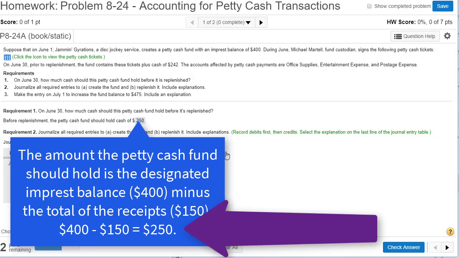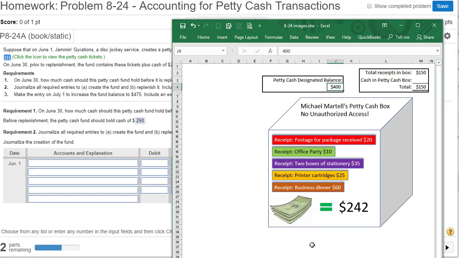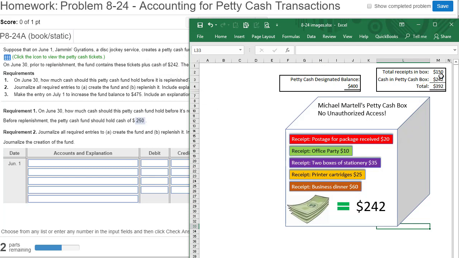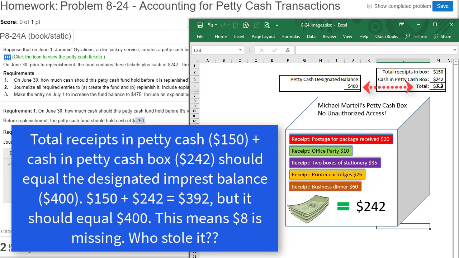Now let's get ahead of ourselves a little bit and check how much cash do we have in here. We've got cash, according to this, 242, which came from right here. We've got cash of 242, so I'm going to put that in here. Excel is going to add up the amount for us. So we got total receipts and cash in the box totaling $392. Is that right? No, this should be $400 total. So what this means is we are short some money. How much money are we short? We're short $8. And we will need that information later.